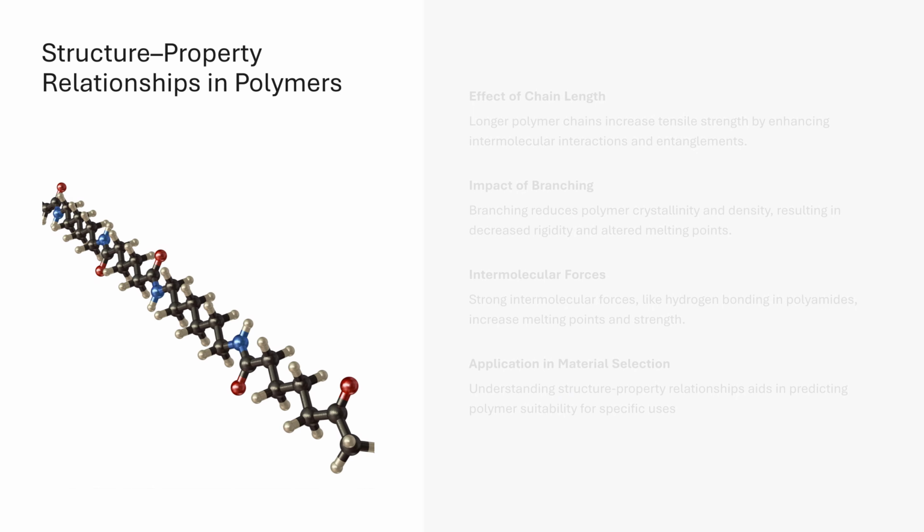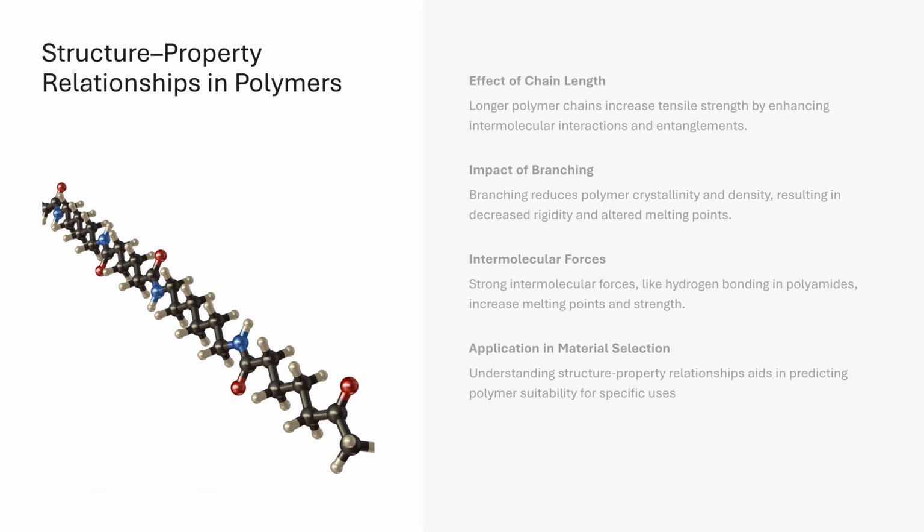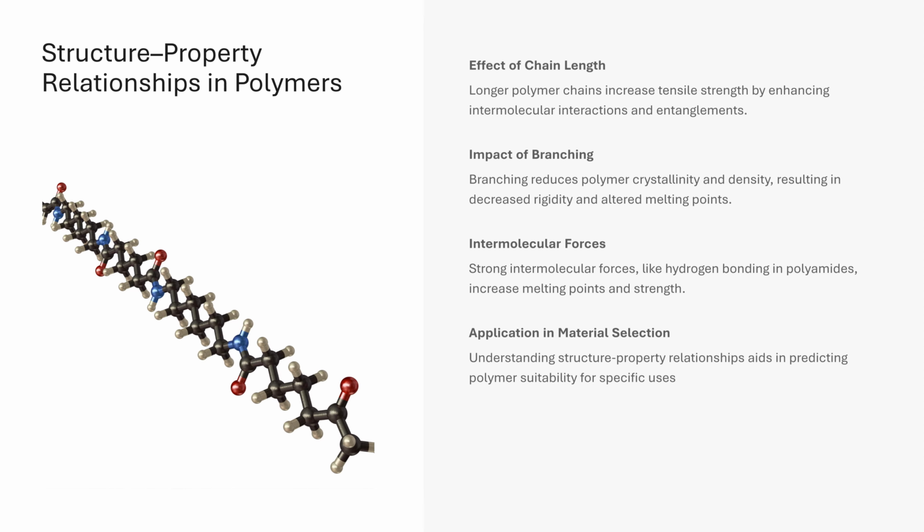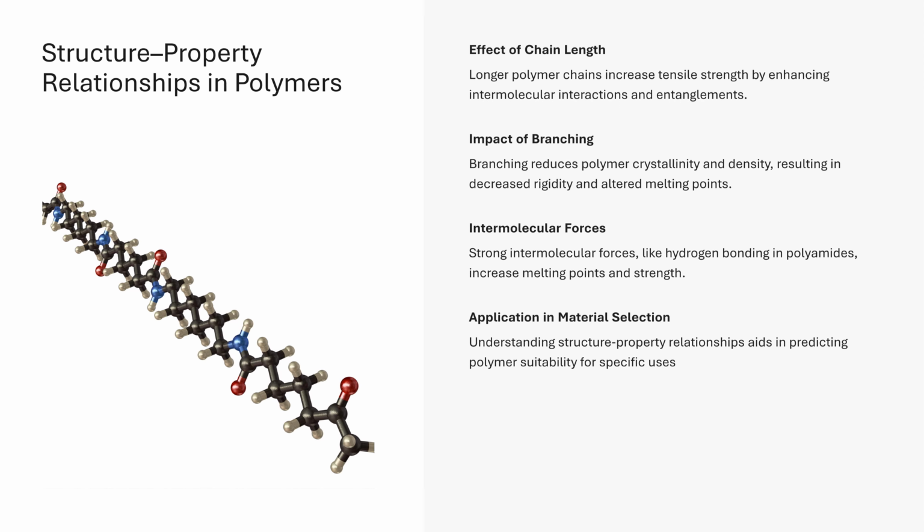Structure, property relationships in polymers. The physical properties of polymers are determined largely by their molecular structure. Factors such as chain length, branching, and intermolecular forces influence strength, flexibility, and melting behavior. Longer chains generally increase tensile strength, while branching reduces crystallinity and density. Polymers with strong intermolecular forces, such as hydrogen bonding in polyamides, tend to have higher melting points and greater strength.